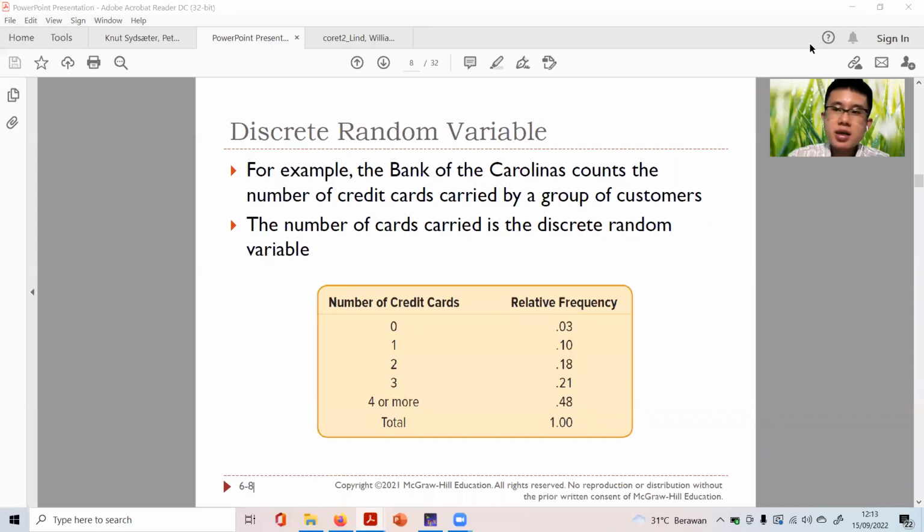Hello everyone. Today we will learn about the types of discrete random variables. But before we go to the types, we will see a brief review about discrete random variable and also the concepts of mean and variance in random variable.